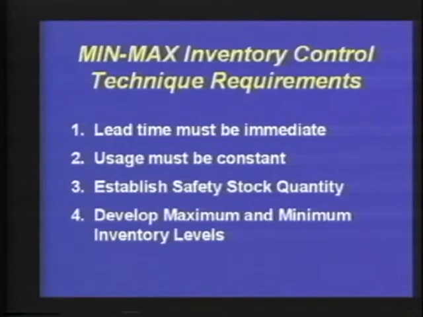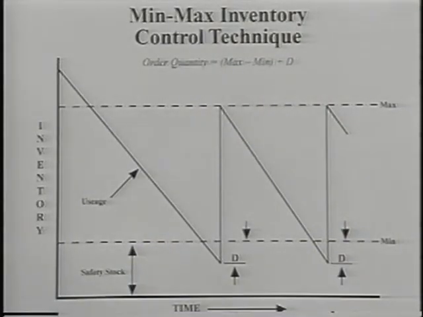There are no formulas to establish the min or the max. It's done with a little intuitiveness and good old common sense. The max and the min, as I've just indicated in step four, are developed by you. The order quantity is the difference between the max minus the min, except where the min is equal to one or more, then it's the deviation below the min at the time of issue. So on the following page, I have developed for you an illustration of how the min-max system actually works graphically, where the min is equal to or greater than one.